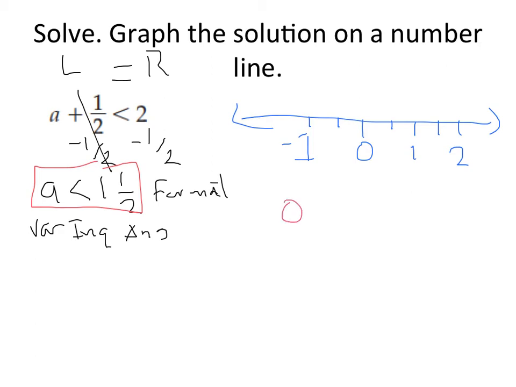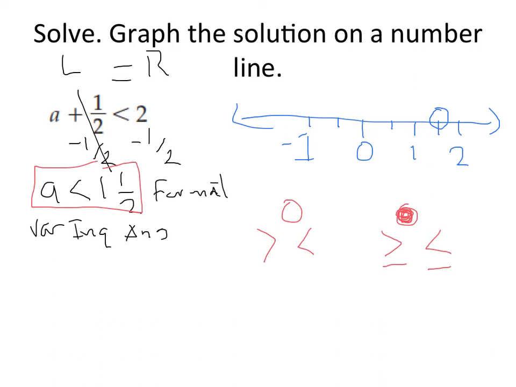One is an open circle, and the other is a closed circle. Open corresponds to greater than or less than signs, where my answer starts but does not include that number. Greater than or equal to and less than or equal to are the closed dots, and that says include that number. Since our answer is a less than sign, I am going to find where 1.5 is and put an open circle.